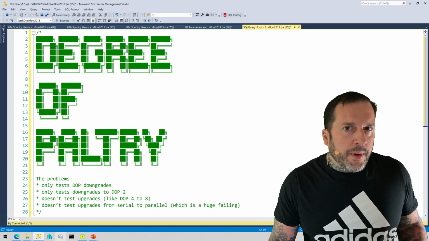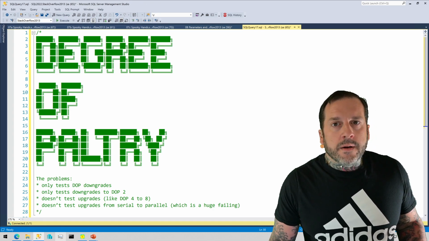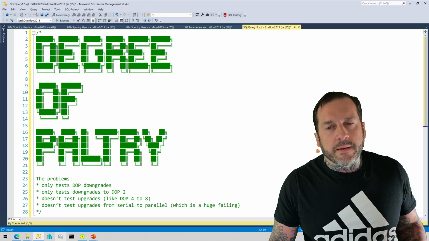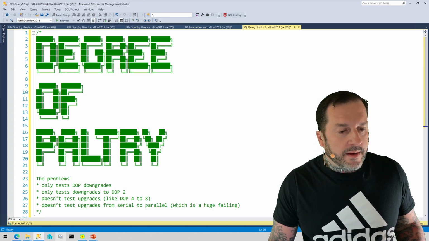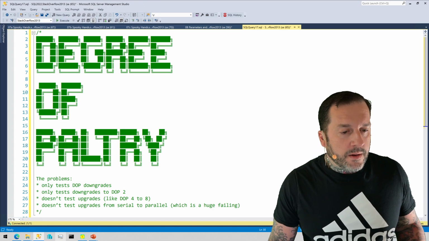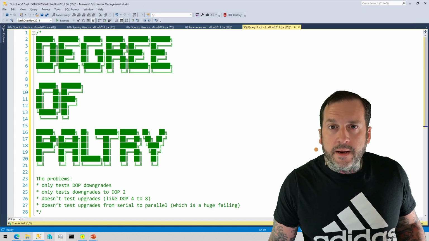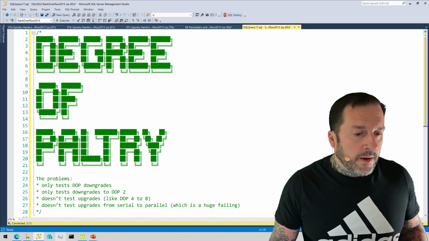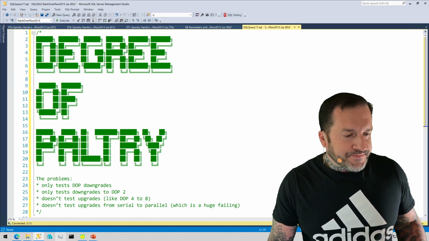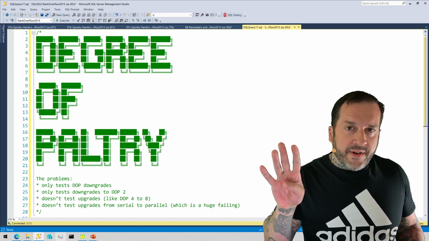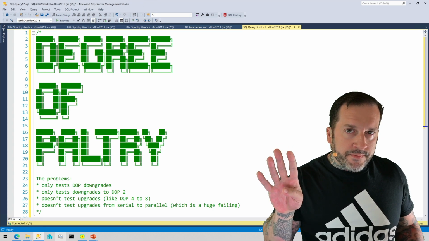It doesn't test DOP upgrades, meaning that if you have, to make numbers easy, because I am not particularly good at math, let's say that you have a query running at DOP 4 that's hitting a 100 million row table. Let's really scale this thing up. You have 4 threads suffering with 25 million rows apiece.